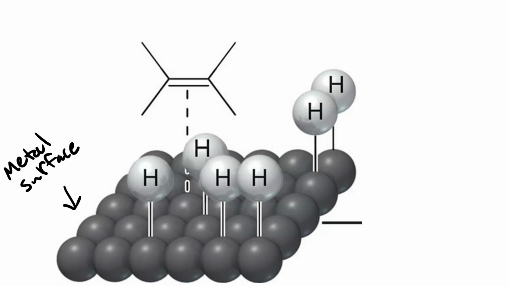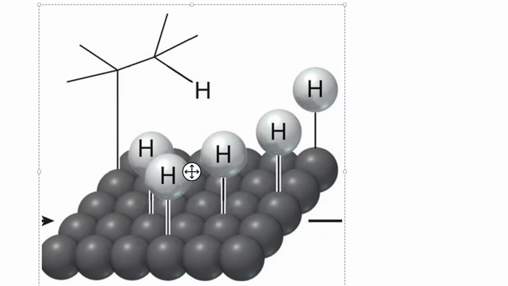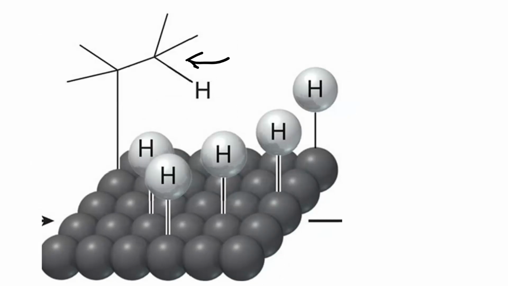So what's going to happen is this hydrogen atom here is going to bond with this half of the molecule. So this carbon will now have a bond to hydrogen and will no longer be participating in the pi bond. So now you can see the right-hand side of the molecule was released because this hydrogen replaced the pi bond.